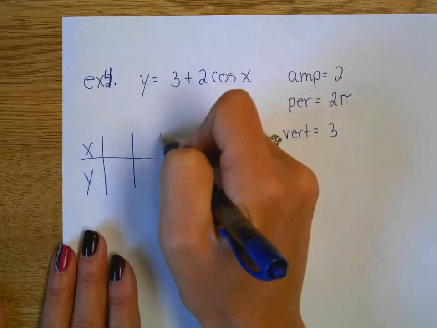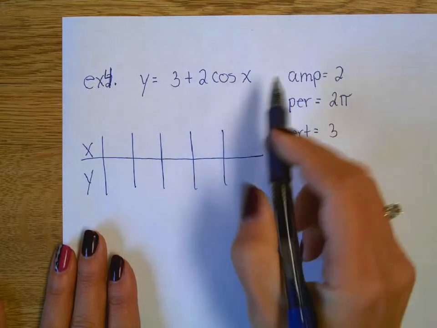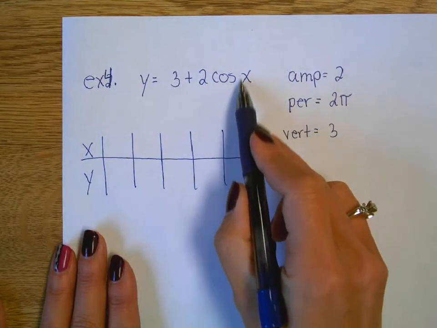How come your period is 2 pi? The b is a 1. Yep, you're dividing by 1.